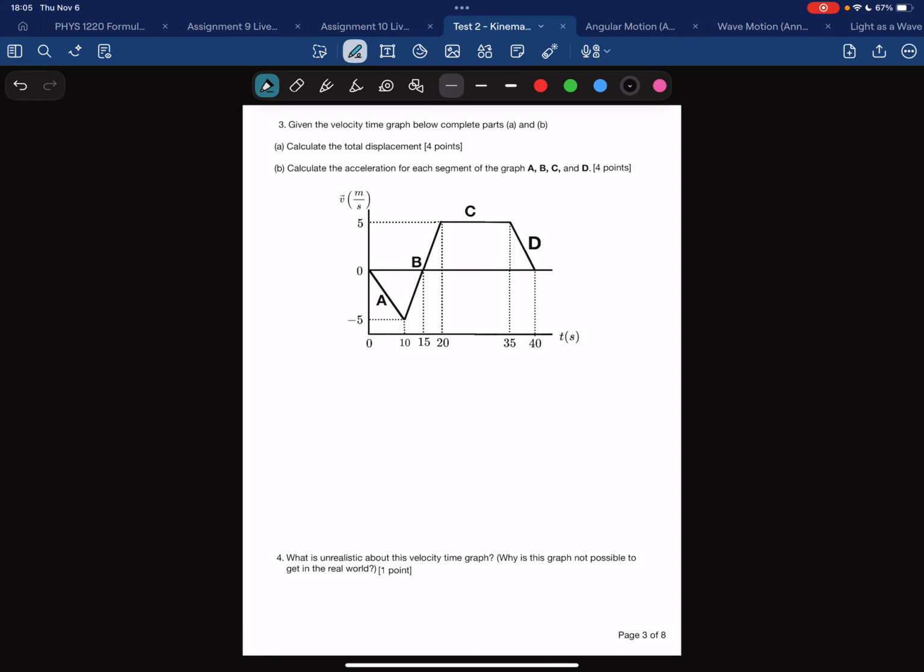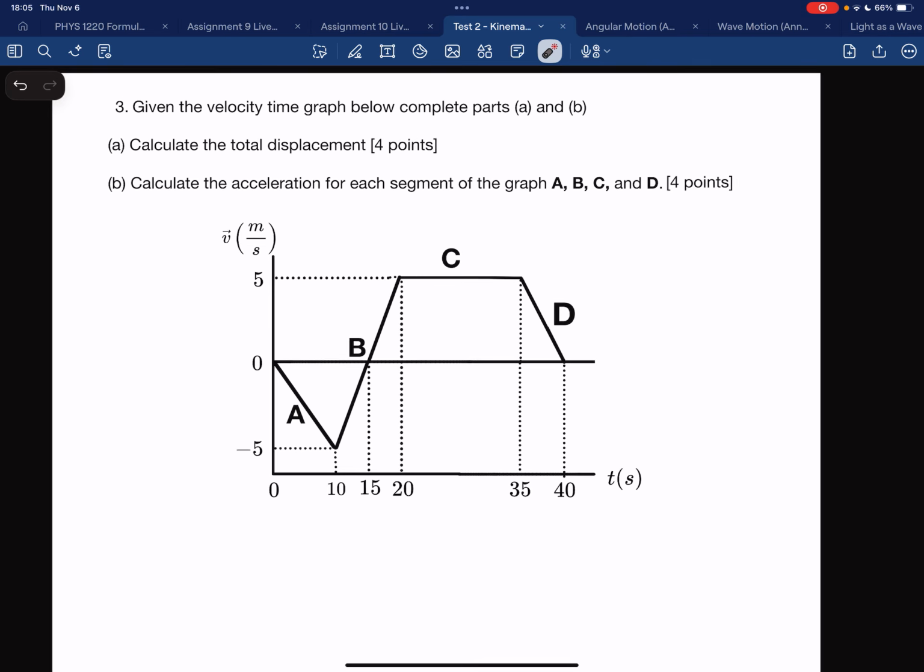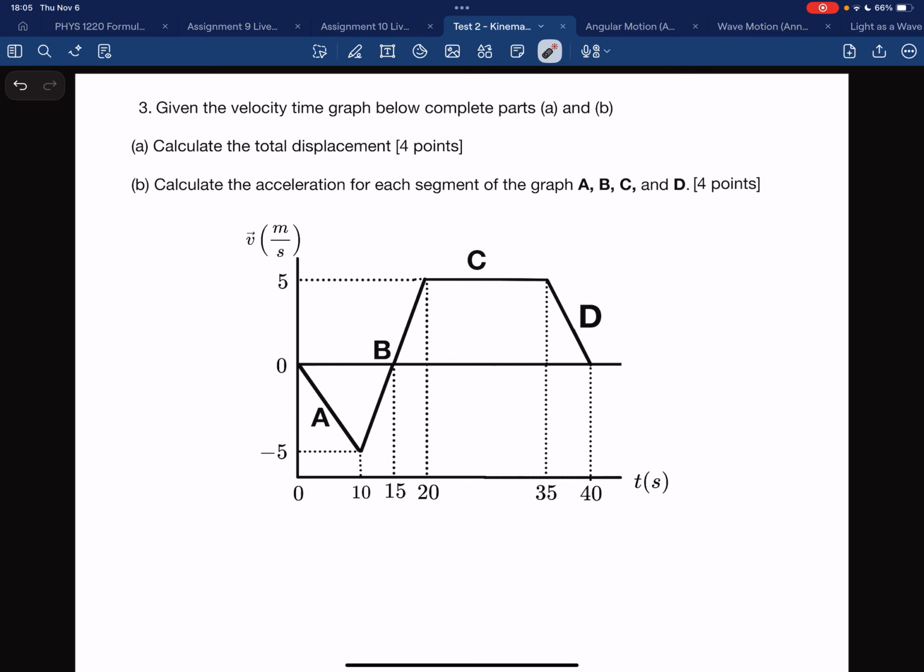Now, this example had that 0 on the axis here. This is what I was talking about. Of course, this graph is much more marked up, complex, and has many more elements than what your graphs were required to have. So anyway, question 3, given the velocity time graph below, complete parts A and B.